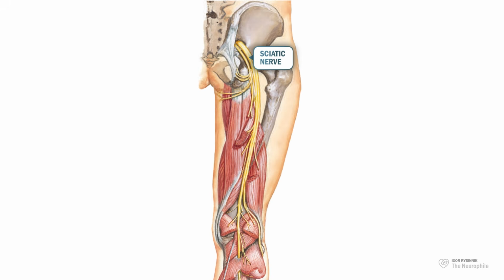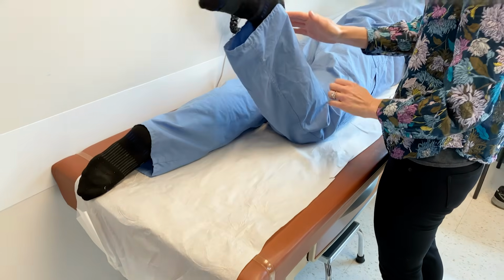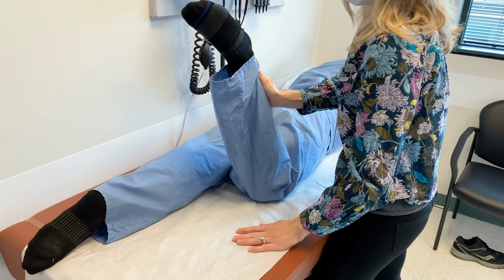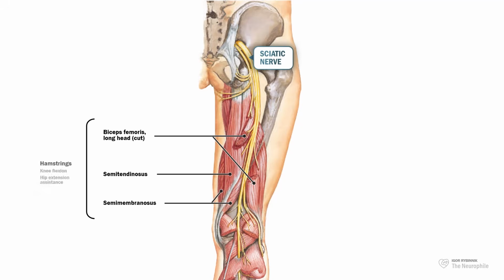Above the knee, the sciatic nerve innervates the major muscles of the hamstring group, the long head of the biceps femoris, semitendinosus, and semimembranosus. These muscles work together to flex the knee. The hamstring muscles also assist with hip extension, thanks to their shared origin at the ischial tuberosity.